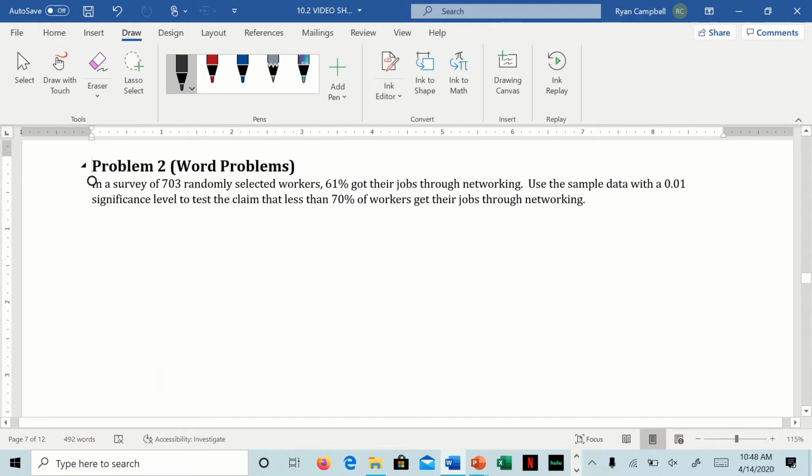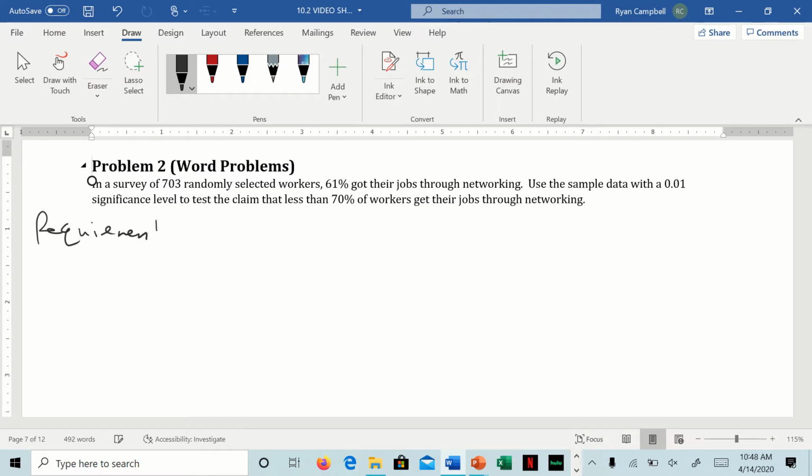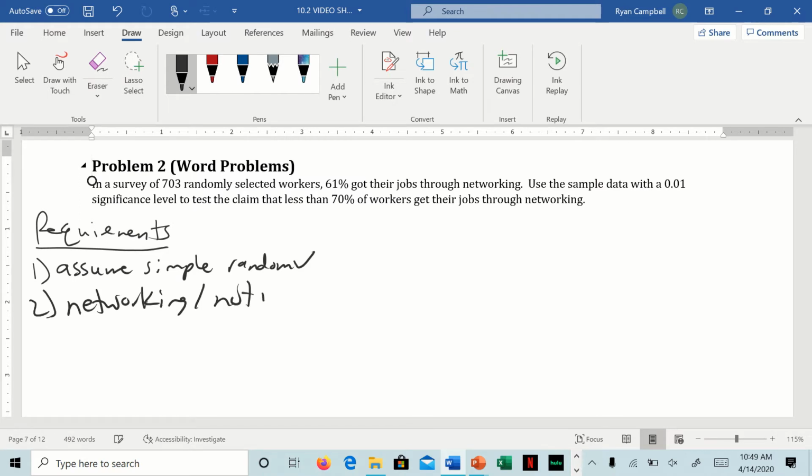Number 2. In a survey of 703 randomly selected workers, 61% got their jobs through networking. Use a sample data with a 0.01 significance level to test the claim that less than 70% of workers get their jobs through networking. So let's look at the requirements. Number 1, simple random sample. Doesn't tell us how they got their sample. So we can assume simple random. Number 2, are there 2 outcomes? So either they got their job from networking or not.